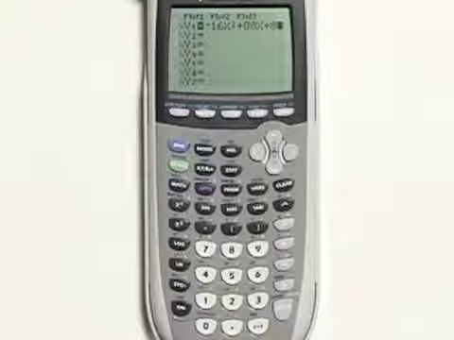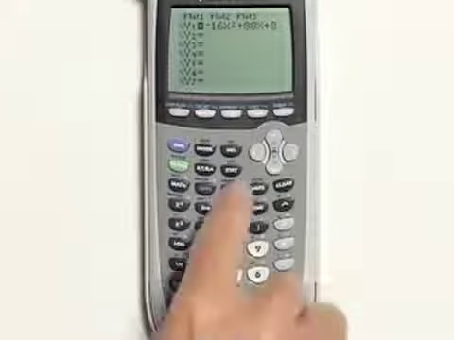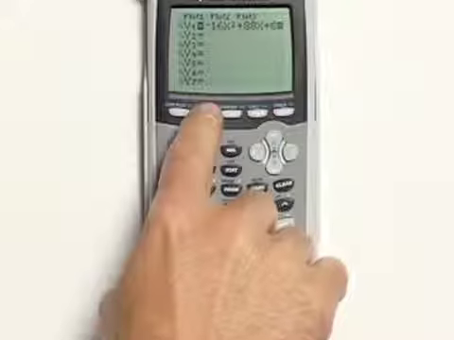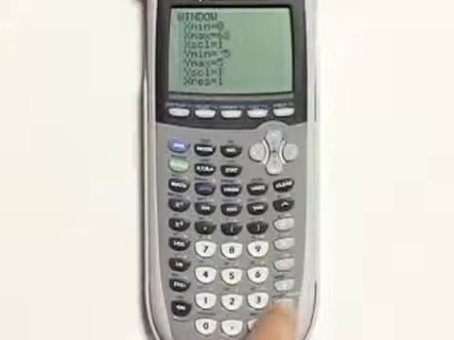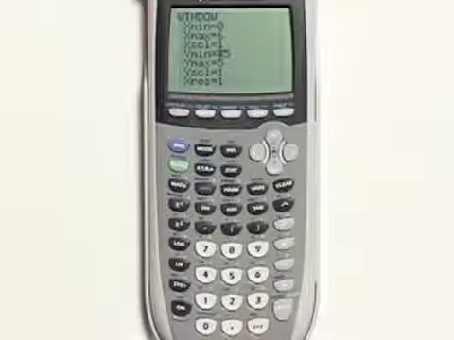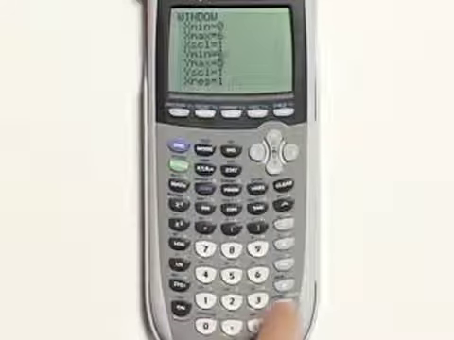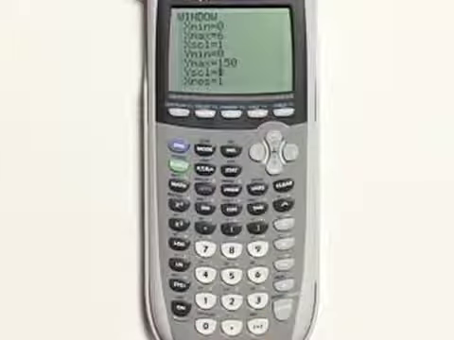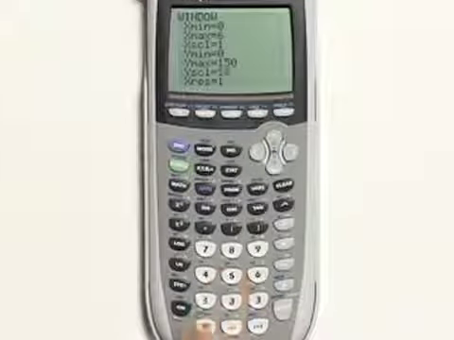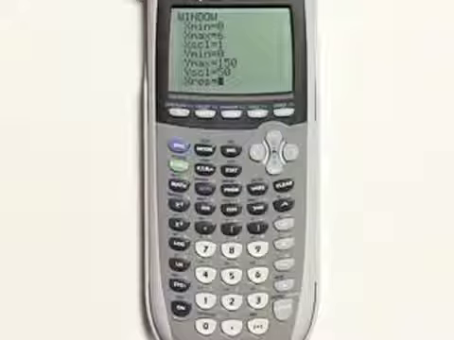We were told what viewing window to use, so we press the window key and now adjust the window. The x min is supposed to be 0, so press 0 and enter. X max is 6, press enter. The scale is 1, it's already there, so we press enter to move down to the y minimum, which is to be set at 0, press enter. The maximum at 150, press enter, and then 50 as the scale, press enter.